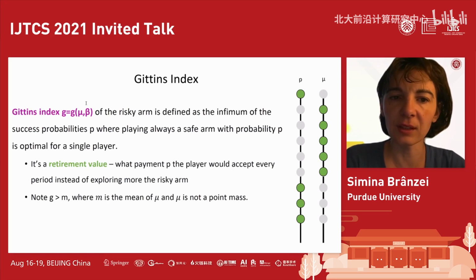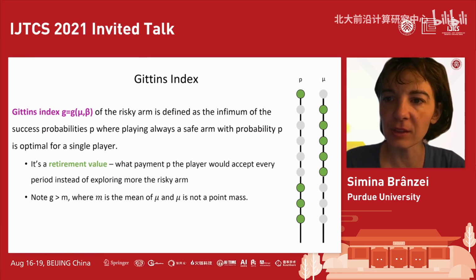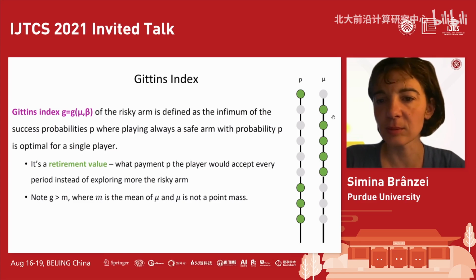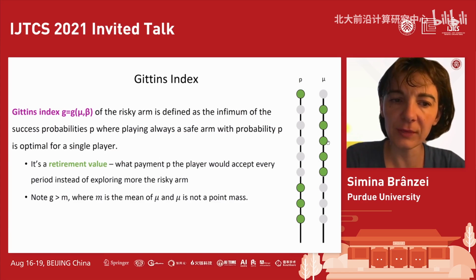A relevant quantity in the bandit setting is the Gittins index. So this will be denoted by G, and it will be a function of the prior mu and the discount factor beta. So we'll say that the Gittins index of the risky arm is defined as the infimum of the success probabilities P, where playing always a safe arm with probability P is optimal for a single player. So basically, like in the picture here, if we have two arms, one has a probability of success P, it's safe. If we play that arm every time we get a reward with probability P, the other arm we know less about, but we know it has a prior mu. So its probability of success is drawn from the prior mu.